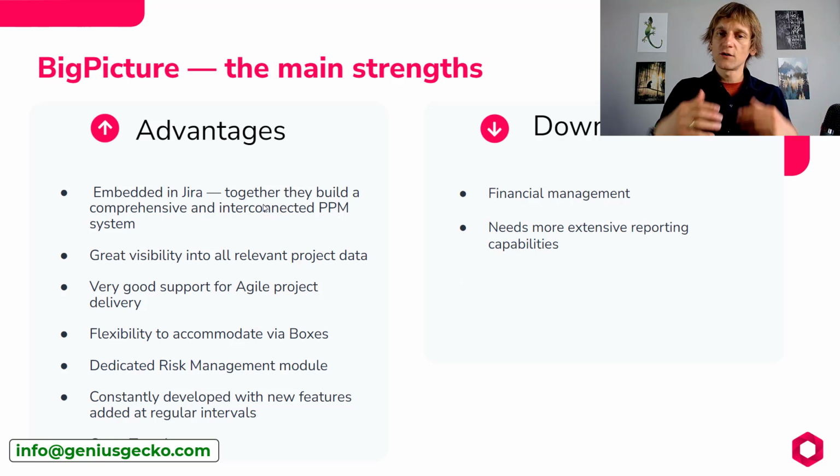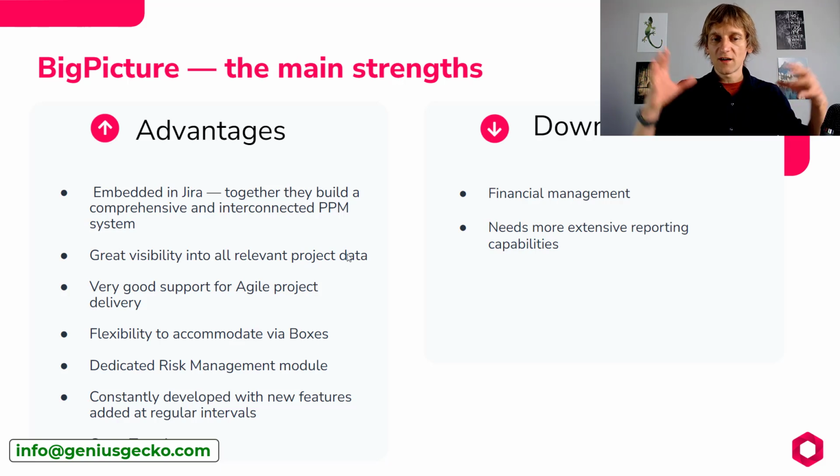All of it is actually going to be repeating itself from the previous slide, so I'll go quickly through this. Embedded in Jira, together they build a comprehensive and interconnected PPM system, Portfolio Project Management System, right? So hopefully after explaining this more or less with the traceability and connection to the workflow layer underneath BigPicture, you kind of understand where it's coming from right now. Great visibility into all relevant project data. Again, the traceability. Very good support for agile project delivery. So Jira, out of the box, I think it does a pretty good job when you're thinking about agile projects.